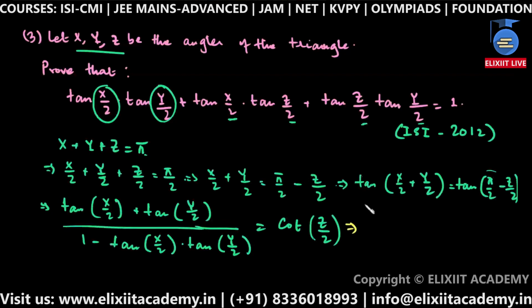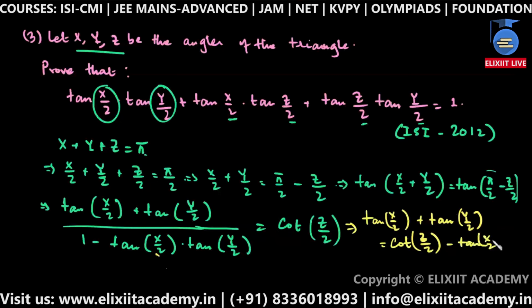After cross multiplication, we have tan(x/2) + tan(y/2) on the left, and on the right we have cot(z/2) minus tan(x/2)·tan(y/2)·cot(z/2). This is what you are getting, right?